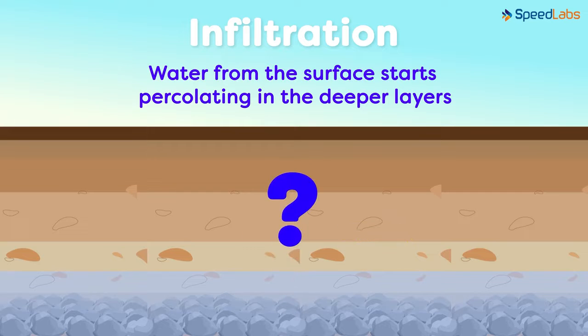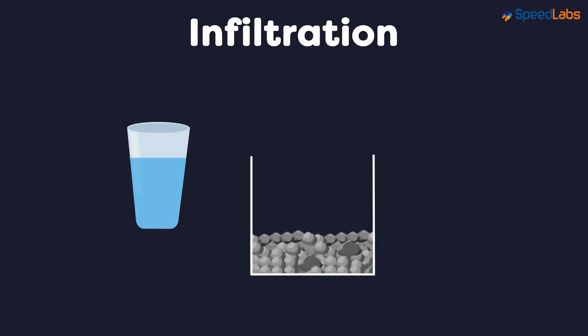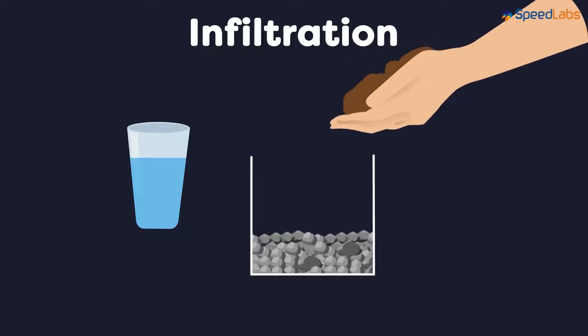But how deep will the water go? And how is it possible that water seeps into the deepest layer when there's presence of rocks inside the earth? To understand this, let's take a glass or a beaker half filled with stones. At the top, we add some soil.